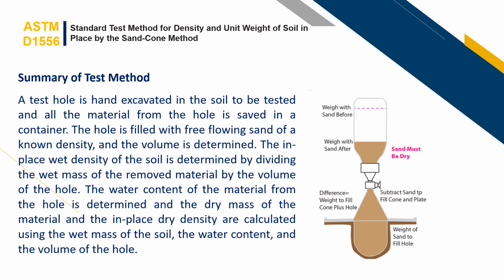First, a test hole is hand excavated in the soil to be tested, and all the material from the hole is saved in a container. Then the hole is filled with free-flowing sand of a known density, and the volume is determined. The in-place wet density of the soil is determined by dividing the wet mass of the removed material by the volume of the hole. The water content of the material from the hole is determined, and the dry mass of the material and the in-place dry density are calculated using the wet mass of the soil, the water content, and the volume of the hole.